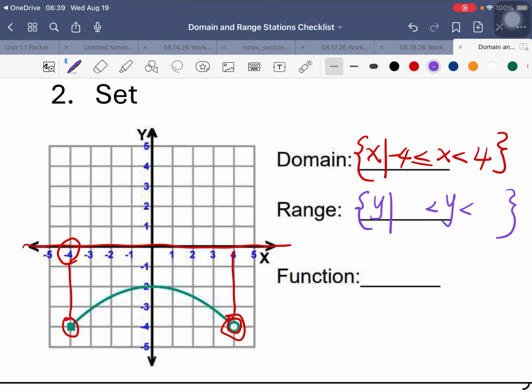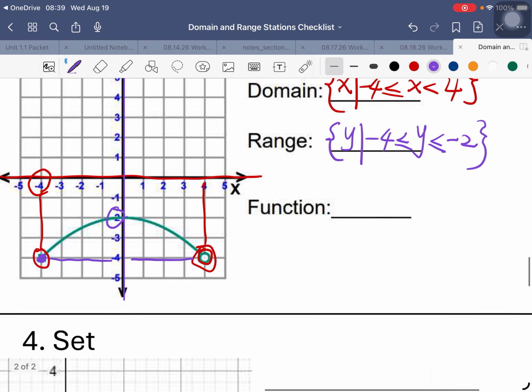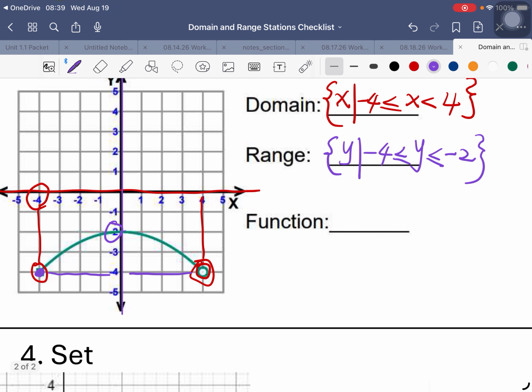I'm done with domain. Now let's look at the y, the range. Y-axis, from bottom to top. The bottom is -4. Since we have one closed circle, we always have to go with the closed circle, so I put equal. And the top for the y value, or the range, is at -2. Since it doesn't have an open circle, that means we include this point. So I also put less than or equal to.